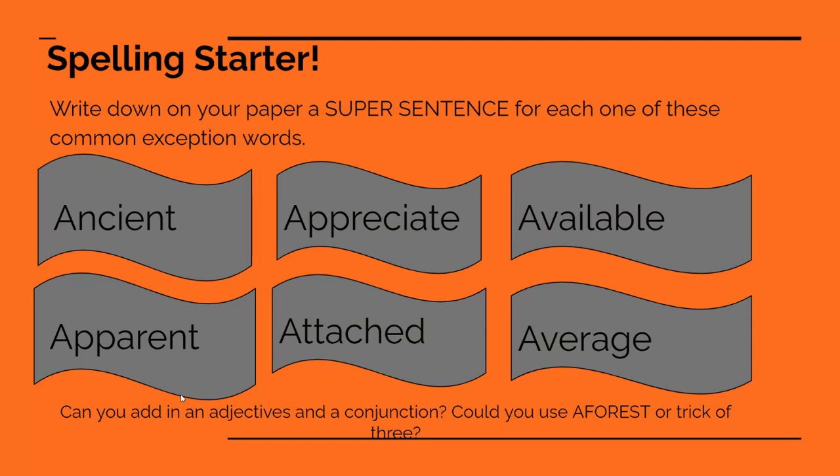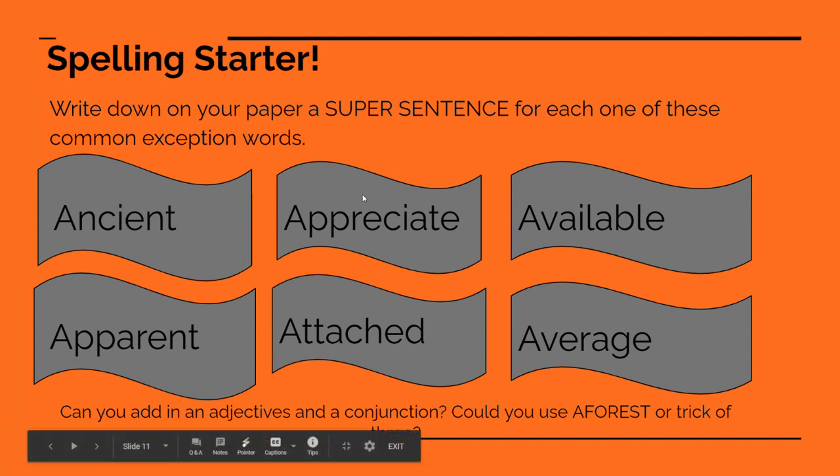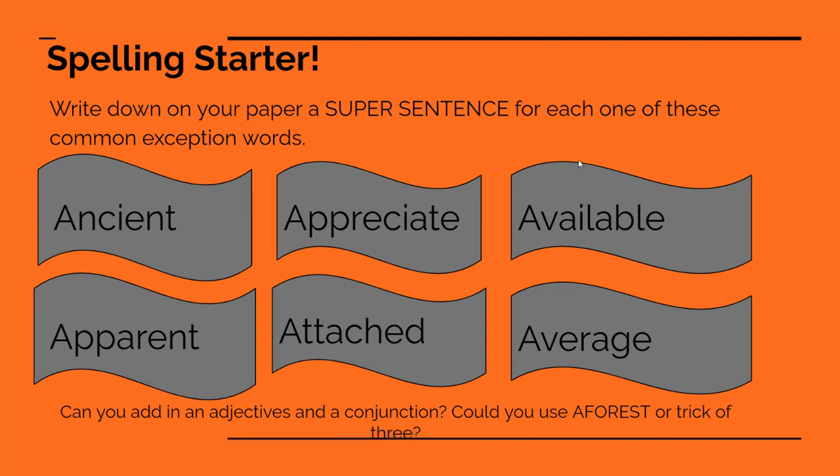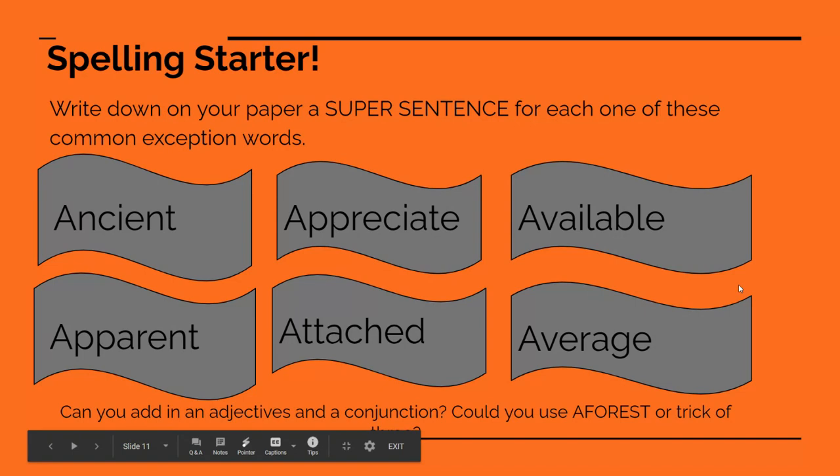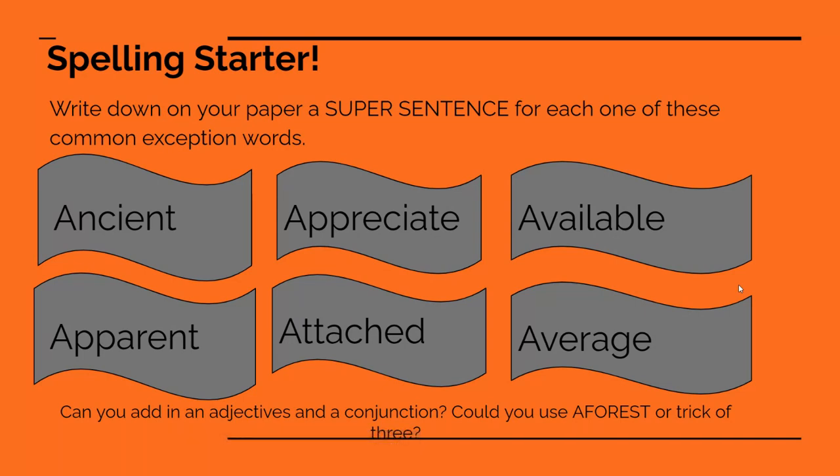As you know, we start every single lesson in Year 6 with a spelling starter. These spellings are taken from our statutory Year 5 and 6 spelling lists. Today we're asking you to write a super sentence for each of these common exception words. Your words are ancient, apparent, appreciate, attached, available, and average. Remember, if you don't understand any of these words, I would recommend getting yourself a dictionary and defining them first, because that will really help in developing your understanding of the words and in your learning of them as well. They'd be really, really useful.